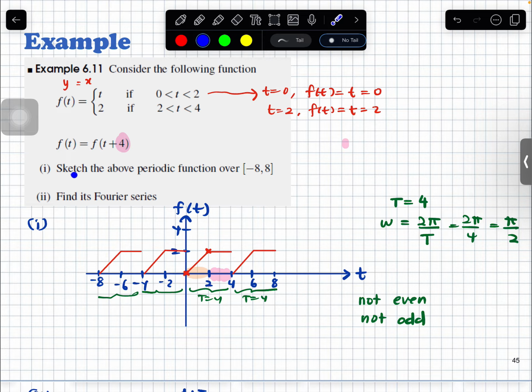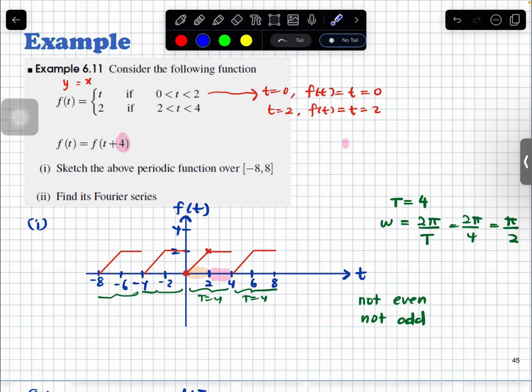Question A, sketch the above periodic function over negative 8 to 8. Okay, so to sketch, remember you have to draw two straight lines, horizontal and vertical, and put the labeling. On the x-axis we put t. Why? Because it depends on our function. Now you are given f(t), means your x-axis or horizontal axis is t, while the y-axis here is f(t).